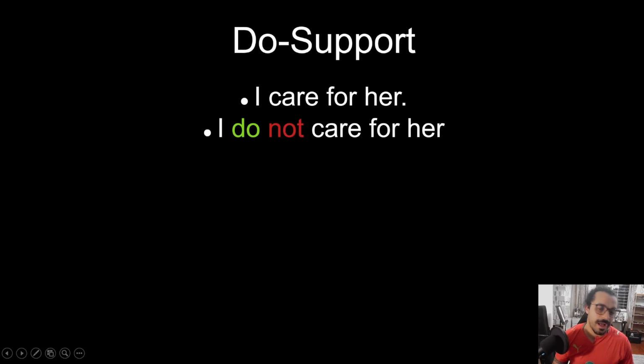This time we're going to talk about do support. So what do we mean by do support? Look at this sentence: I care for her. Now compare it to this sentence: I do not care for her. Two things have been added.